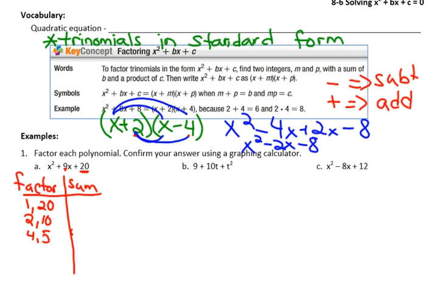So we're going to add these together. So 1 and 20 gives me 21. That's not going to work. 2 and 10 gives me 12. That's not going to work. 4 and 5 gives me 9. These are the factors that I need.